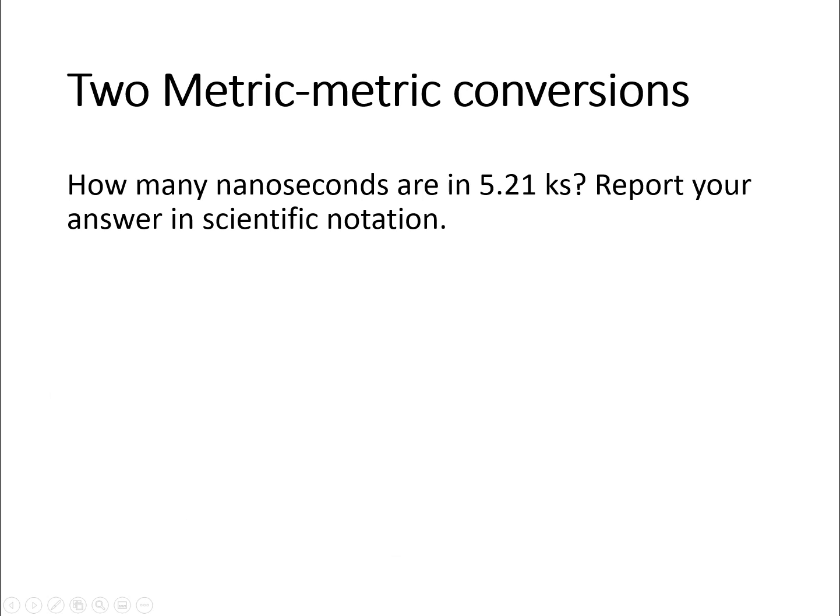So we did the metric conversion. We had one unit equation, one unit factor. Now we're doing two metric conversions. So we're going to have two unit equations and two unit factors, or two sets of unit factors that we need to choose from. I'm going to walk you through this one, and then you're going to do the next problem. How many nanoseconds are in 5.21 kiloseconds? Report your answer in scientific notation. It's a theme there.